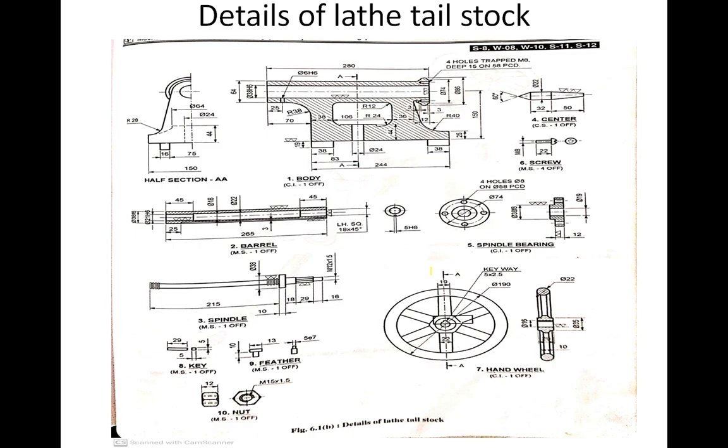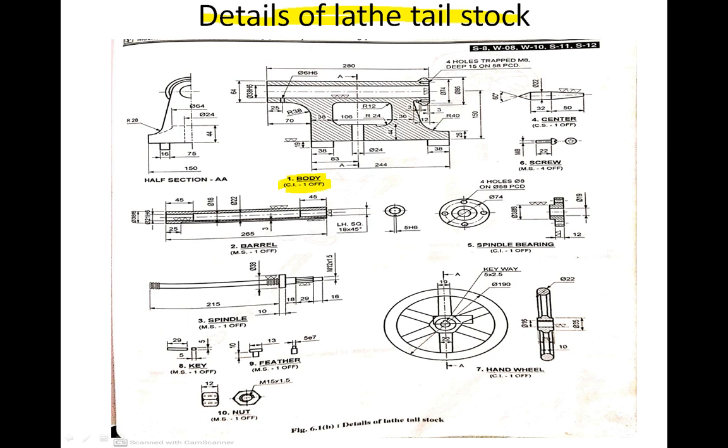Now we will see the details of the lathe tailstock. So these are the details of the tailstock given to you. In this detail, the first part, as I have already told you, the main part is the body, which is made up of cast iron, and the quantity of the body is 1.